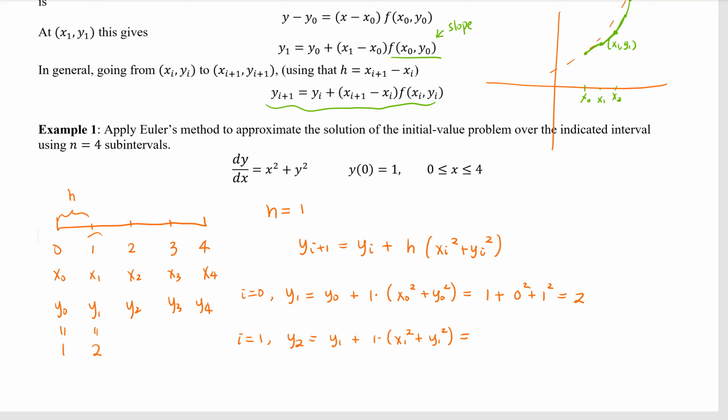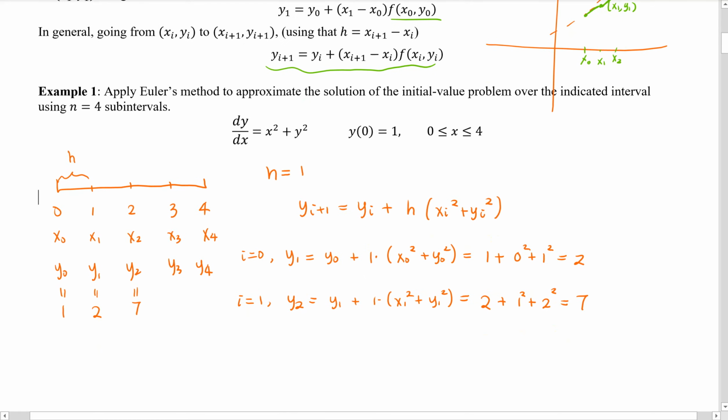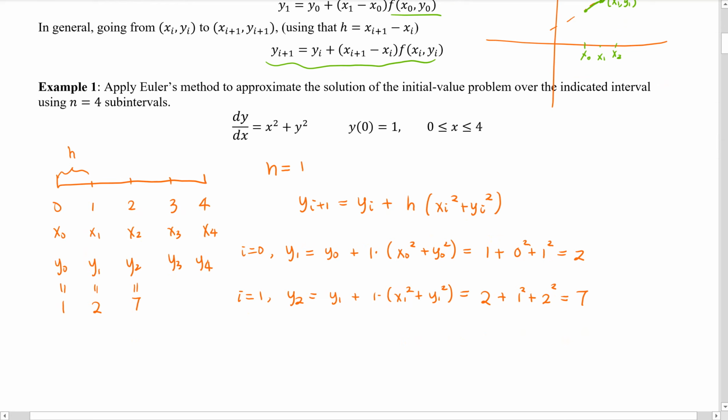See, now we're using those 2 points. y1 is 2. And then x1 squared, well, that's 1 squared. And then 2 squared. Well, 2 squared is 4. 4 plus 3 is 7. Okay, so we get y2 equals 7. Alright, so we use the previous 2 points to get the next y value.